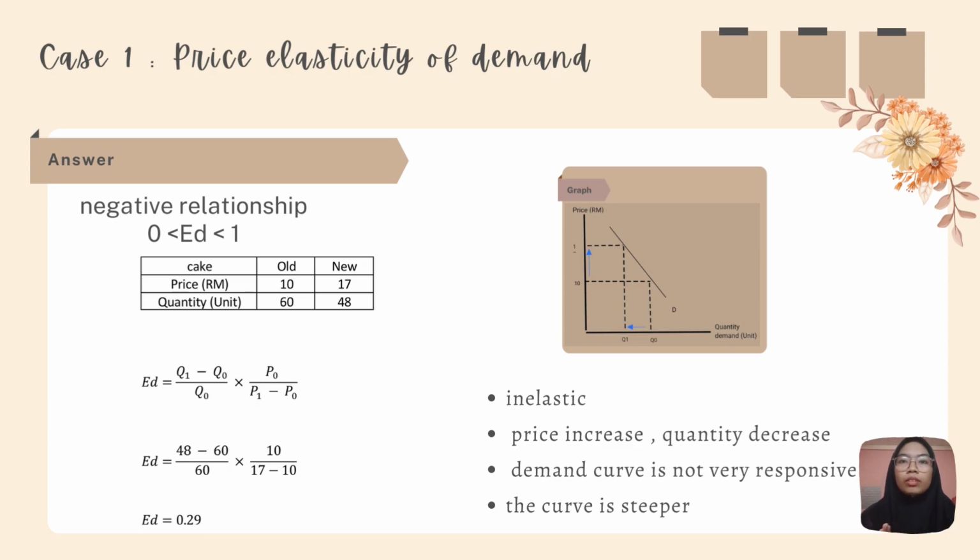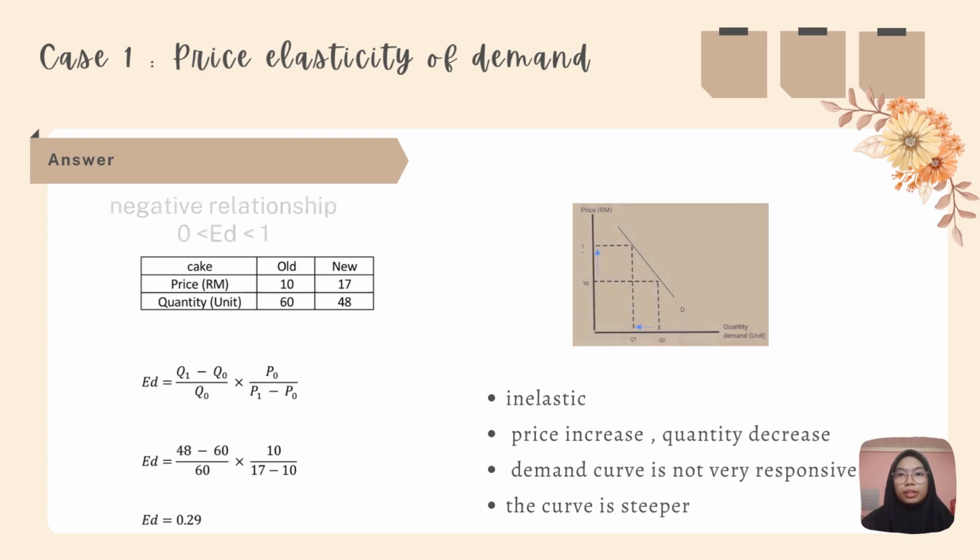We put the data into the formula, then we get 0.29. It is a negative relationship because it's less than 1. For the graph, we can see that it is inelastic because the price increased but the quantity decreased. A change in the price of the goods causes a smaller percentage change in quantity. Also, the demand curve is not very responsive and the curve is taper.